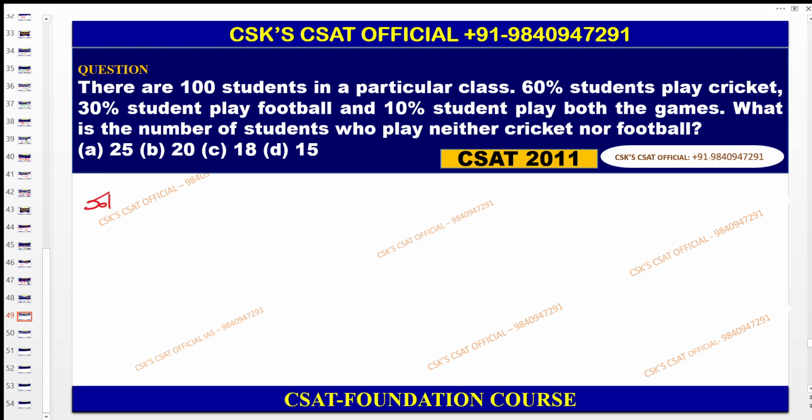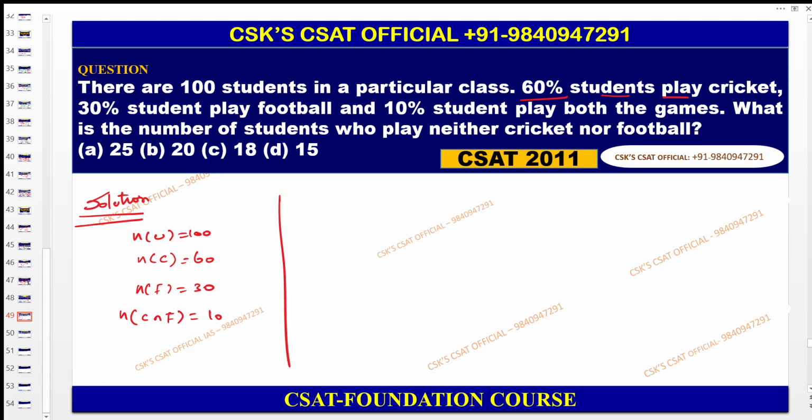So there are 100 students in a particular class. So therefore the number of students here is 100, so n of U is equal to 100. 60% of the students play cricket. Cricket here is 60. Those who play football here is 30. 10% play both the games. So both means intersection. This is 10.